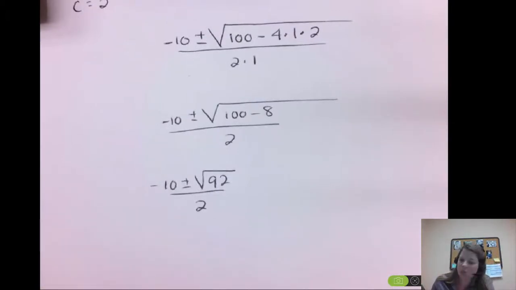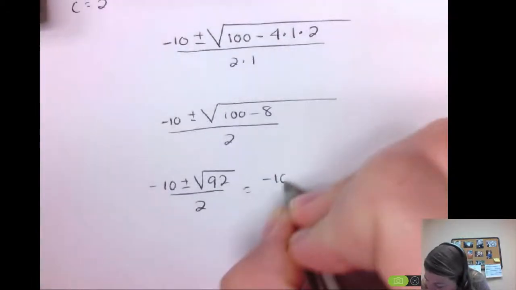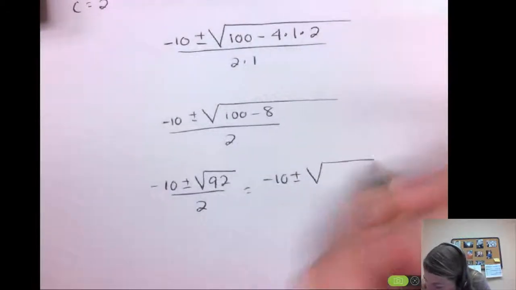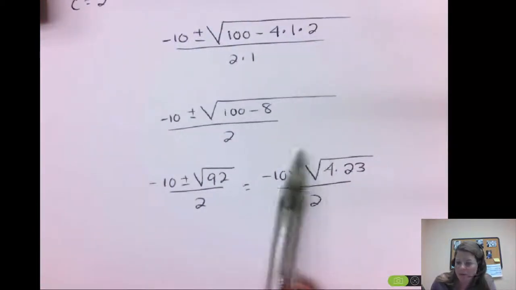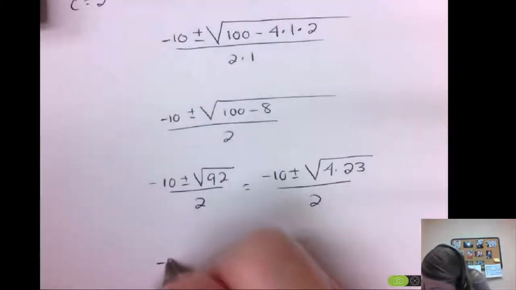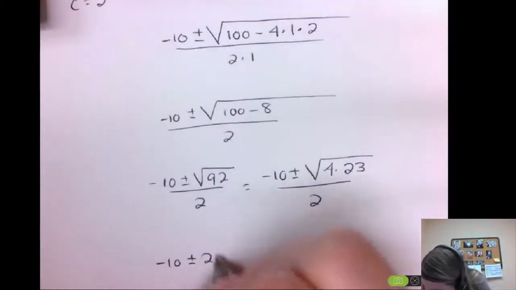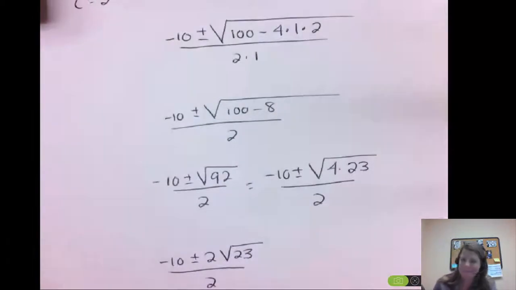You have to check which one goes into 92. For this one, 4 does. So it's 4 times 23 is 92. So I'm going to break that up in the square root to 4 times 23. And I'm going to take the square root of 4 out and write it in front. So the square root of 4 is a 2. So I can take it out having 2 square root 23 over 2.